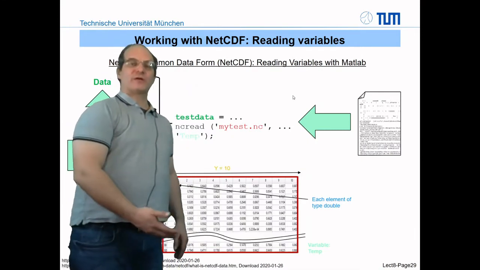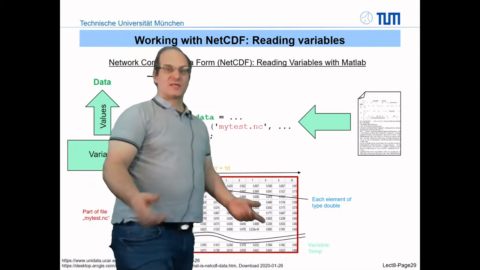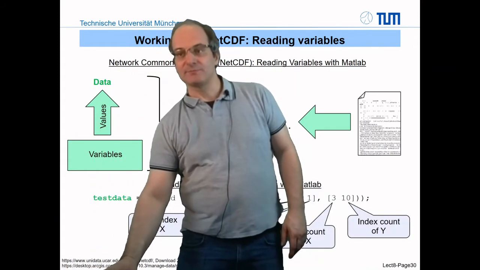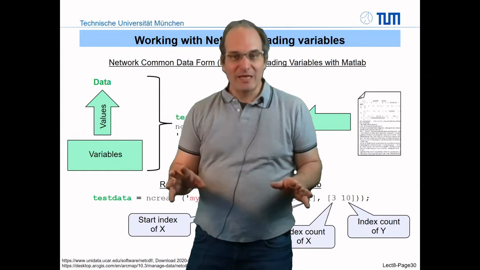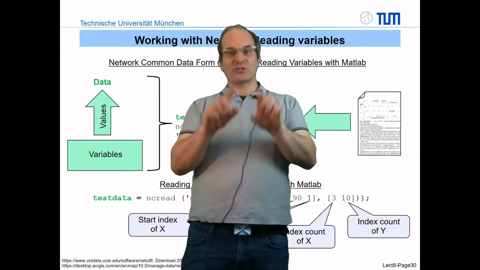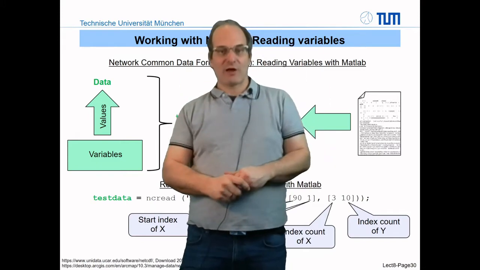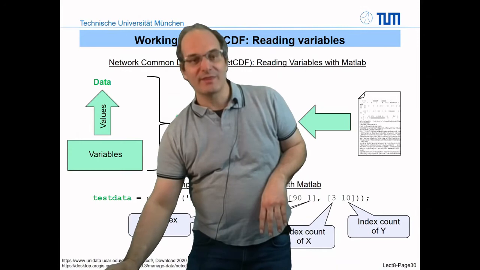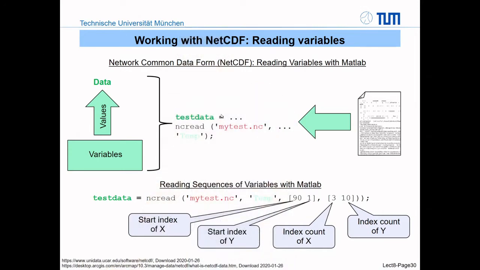Again, what we do here, we now have this matrix in our memory, in our workspace. The same as with write, we can do with read. So we can just read a portion, a small section of our data. This is done with an additional attribute. You define the start index of the first dimension and the start index of the second dimension, so x and y, and then you define the index count. So you define how many elements should be read.